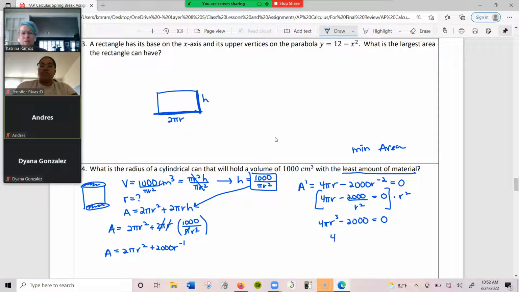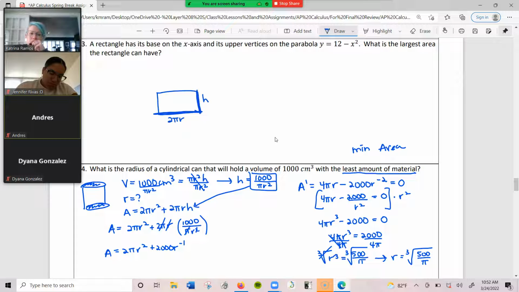Add the 2000, so 4 pi r cubed is equal to 2000. Divide by the 4, and the pi, might as well. Cancel that out. So r cubed is going to equal 2000 divided by 4, which is 500 over pi. Then you cube root it. So r is equal to the cube root of 500 over pi.